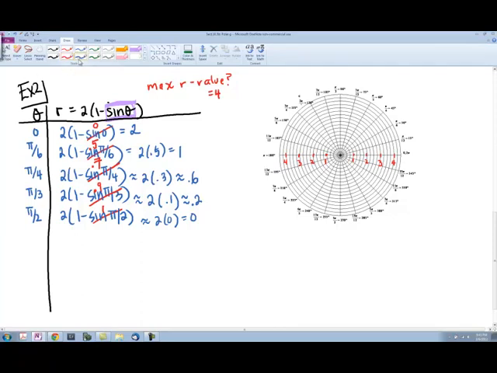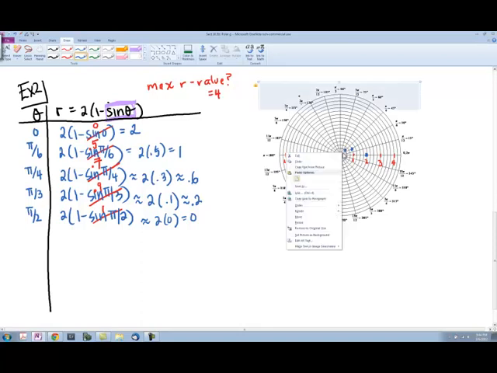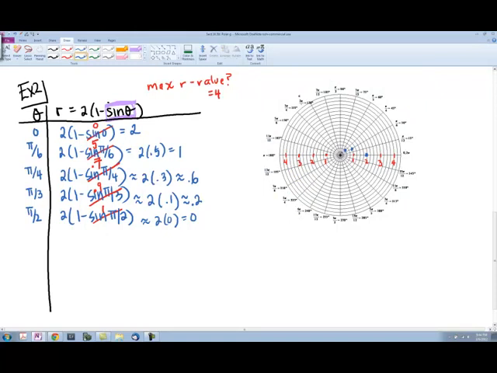Now let me plot these points. So 0, 2. When theta is 0, my radius is 2. When theta is pi over 6, my radius is 1. When theta is pi over 4, my radius is 0.6, so it's kind of close in here. And when my angle is pi over 3, my radius is 0.2, so I'm really close to the pole. And then when I'm at pi over 2, I'm at the pole. So take a look now at what's happening to our points. It's getting really close to the pole.